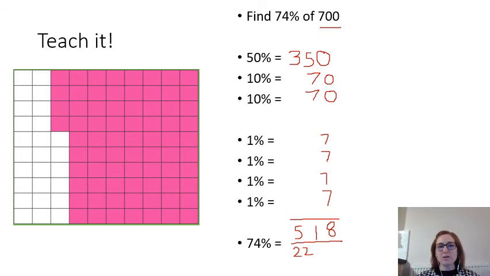Now there are other ways that you could work this out. For example, if you found 75% of it by finding 3/4, and then you could take away 1% and that would give you 74%. There are more than one way of doing these.